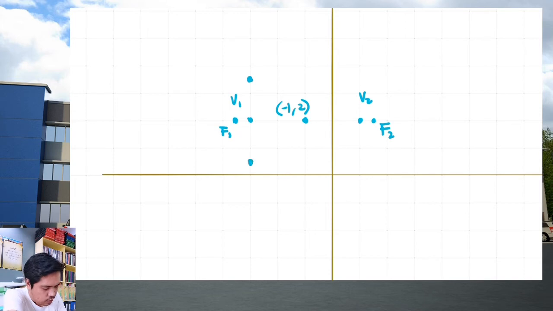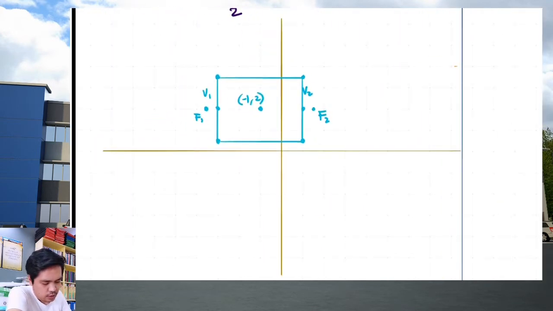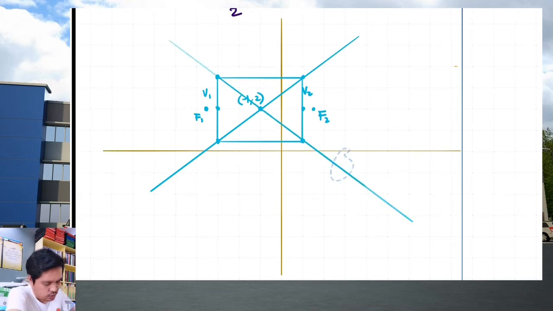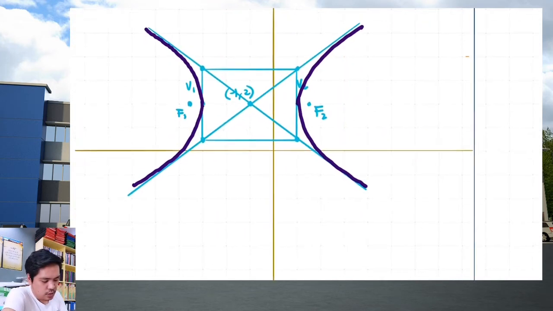Then, 1.5 units below, this is now our B, then our B din dito, so right here, and B din dito sa baba, right here. So, i-connect na lang natin to. Let's just connect. Okay. Then, i-draw natin yung asymptote. So, this is our first asymptote. Then, the other asymptote is this. Okay. So, therefore, hyperbola is opening.